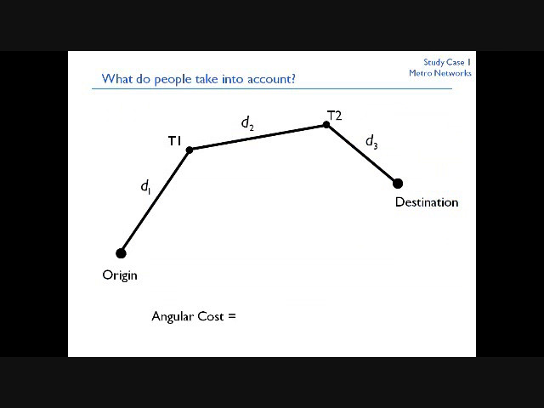Let's assume that we want to make a simple trip from an origin to a destination. Unfortunately, there's no direct line connecting these two stations, so we have to transfer twice to get to our destination.